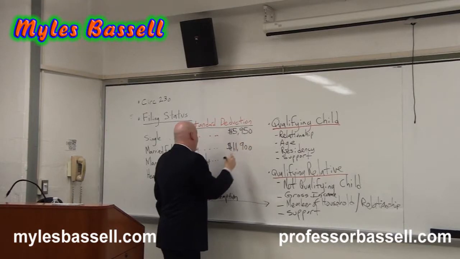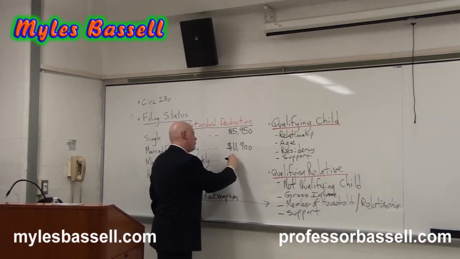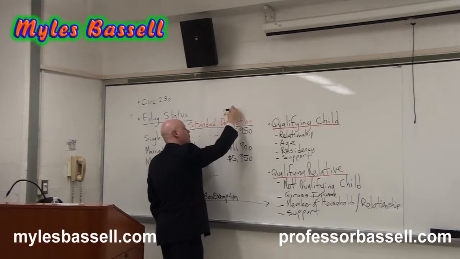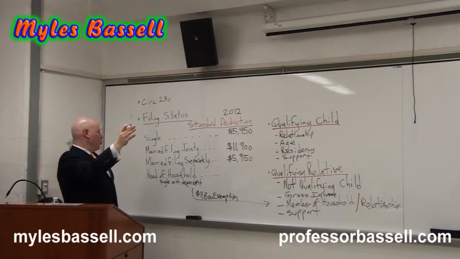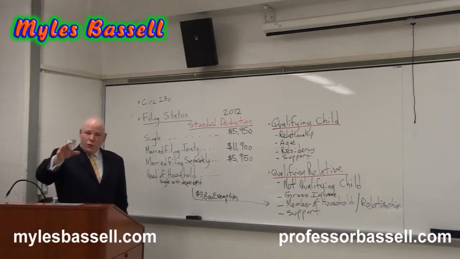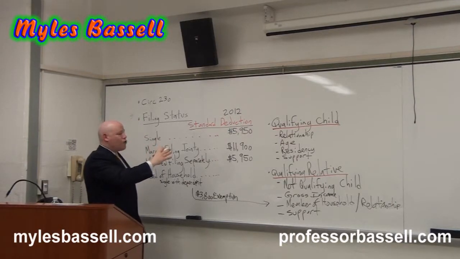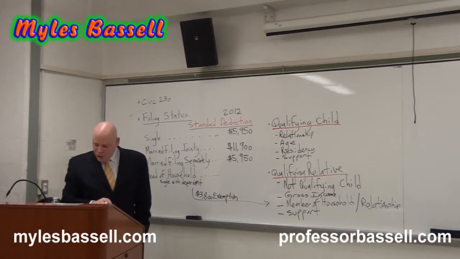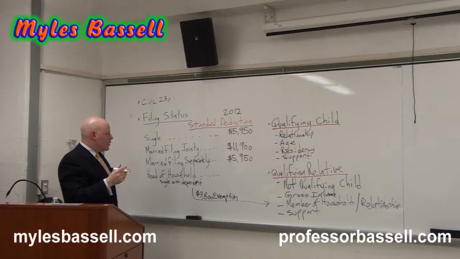11,900. And what if filing separately? 5,950. Now remember, this is for 2012. So 2011, the numbers were different. 2010, the standard deduction amount was different. Now, we may decide to itemize, but these are the amounts of the standard deduction. We'll talk about later in the semester about Schedule A and itemizing our deductions.